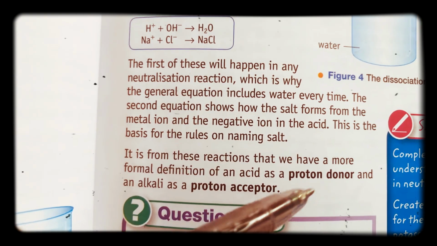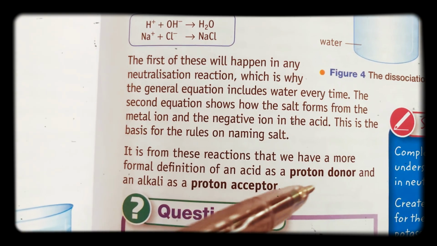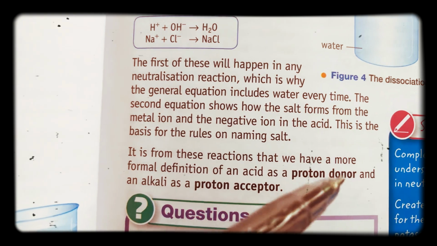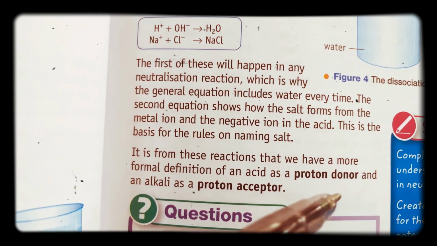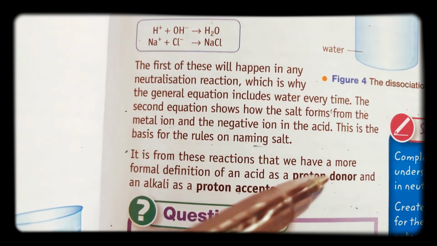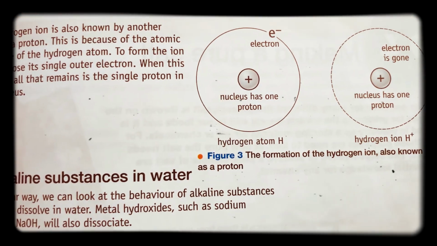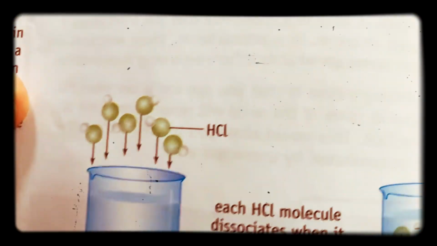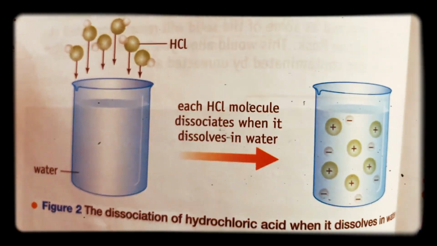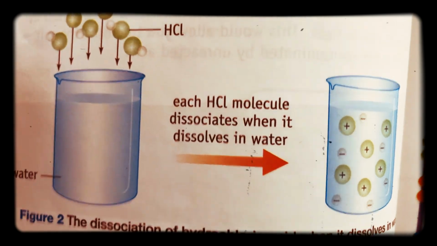And these two terms are terms that you need to understand and be confident with. Proton donors are substances that donate protons. Remember what a proton is? A proton is a hydrogen atom without its outer electron. So any acid that can act like an acid will be a proton donor.